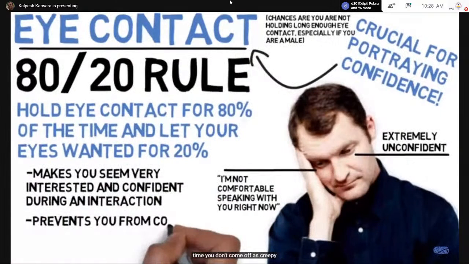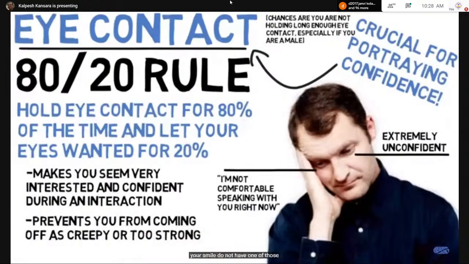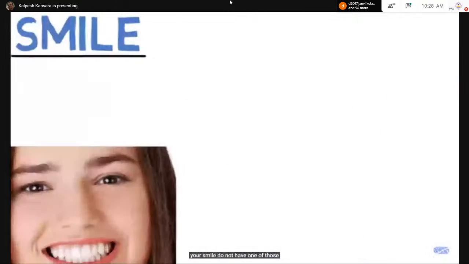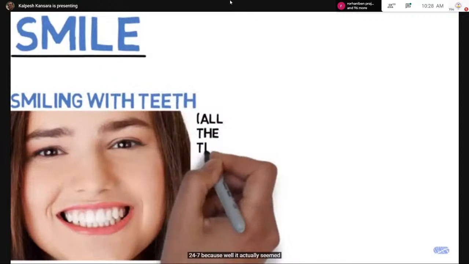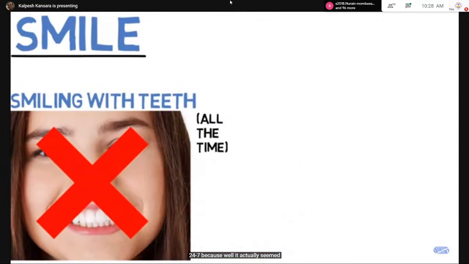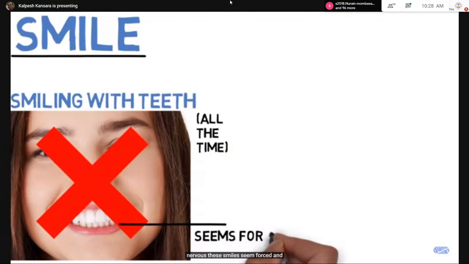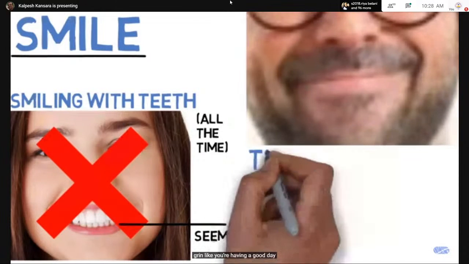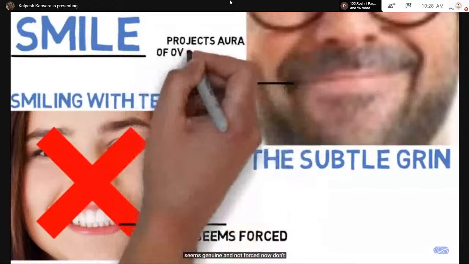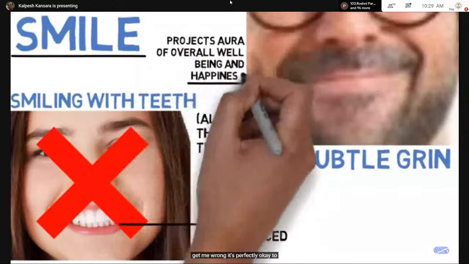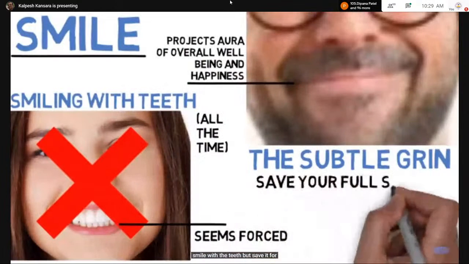The second thing you want to focus on is your smile. Do not have one of those giant teeth showing smiles plastered on your face 24/7 because, well, it actually seems nervous. These smiles seem forced and fake. Instead, it's best to have a subtle grin, like you're having a good day. This projects an aura of happiness, but seems genuine and not forced. Now, don't get me wrong, it's perfectly okay to smile with your teeth, but save it for those special occasions.